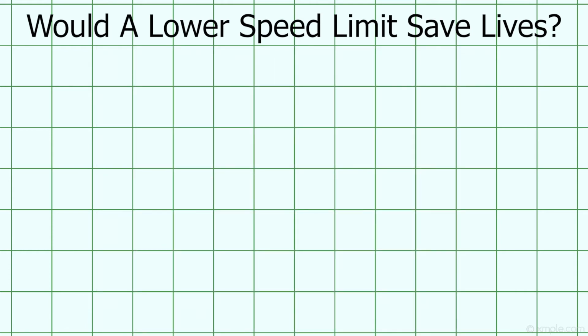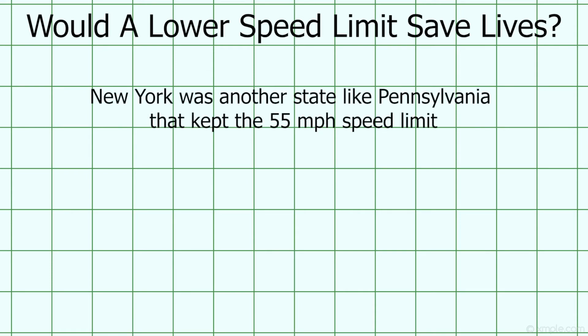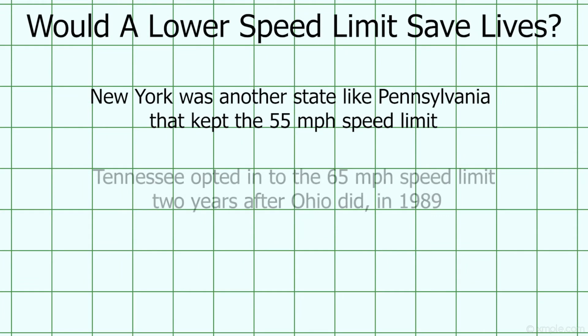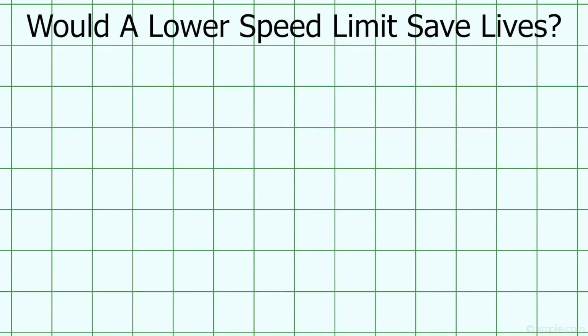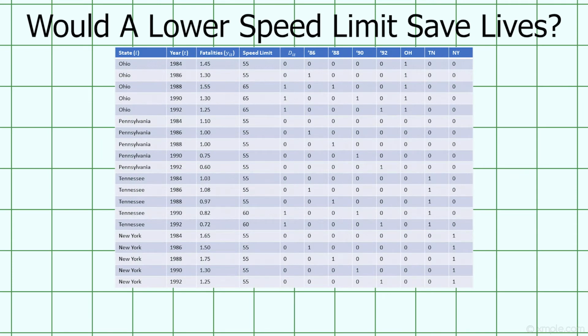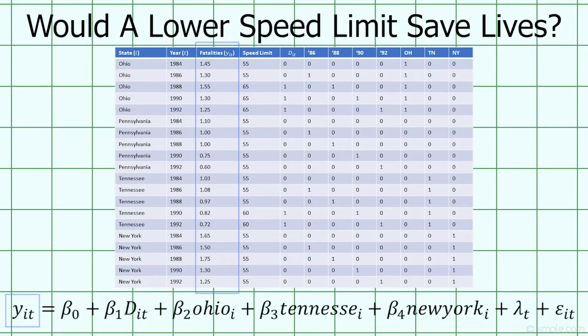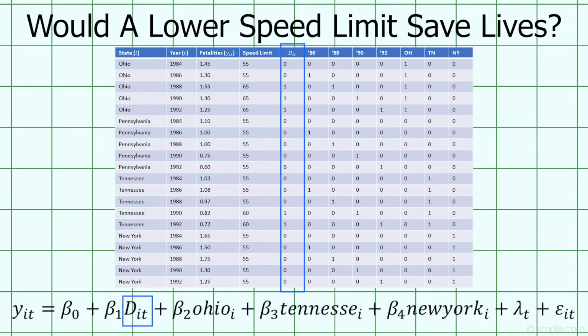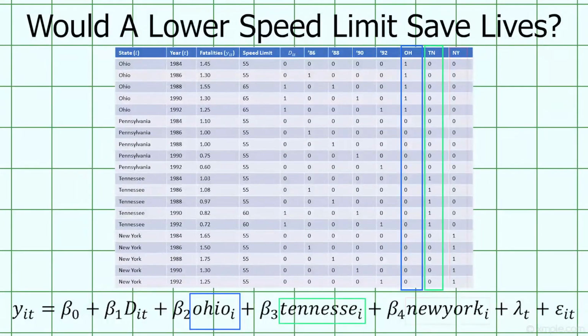We can take difference in differences even further to include more than 2 states. Let's say that New York was another state like Pennsylvania that kept the 55 mile per hour speed limit, and Tennessee increased its speed limit to 65 miles per hour 2 years after Ohio did in 1989. Our 20 observation data set now looks like this. Now we can obtain an estimate of the average effect of the speed limit increase across both Ohio and Tennessee by regressing our measure of fatalities on our treatment variable that equals 1 in the state year observations with a 65 mile per hour speed limit, our set of year fixed effects from the previous model, and a set of 3 dummy variables for 3 of the 4 states in our sample, again dropping 1 to avoid collinearity.